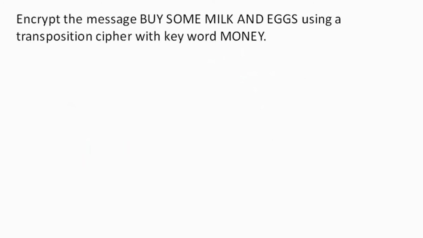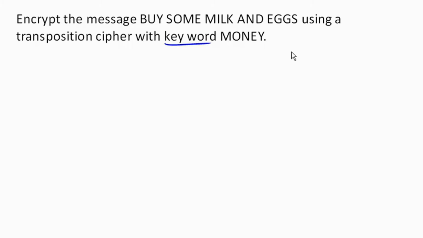So one way to make a transposition cipher a little more complicated is, instead of just reading down the columns, we can pick the columns in a different order. One neat way to do that is using a keyword. In this case, we're going to use the keyword money. And that keyword tells us two things.